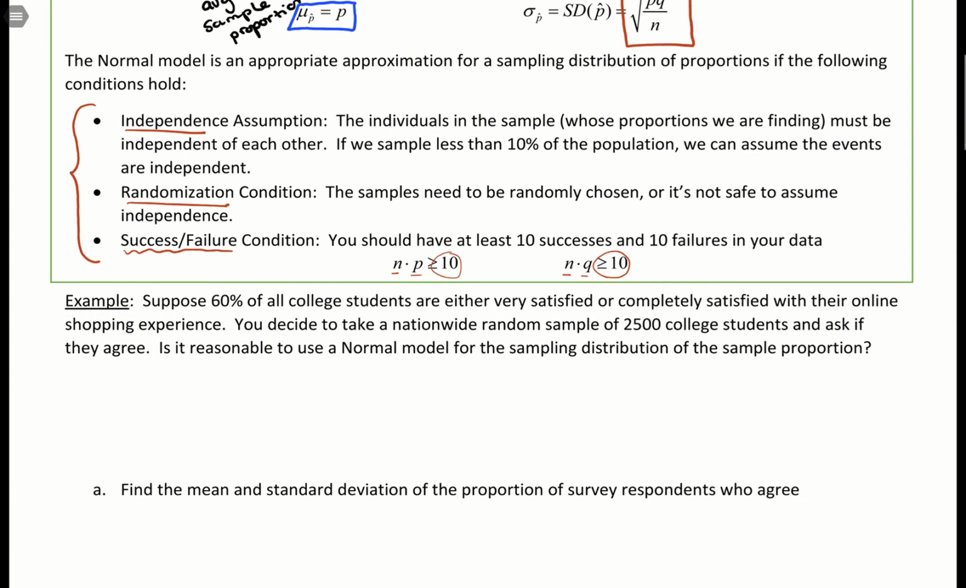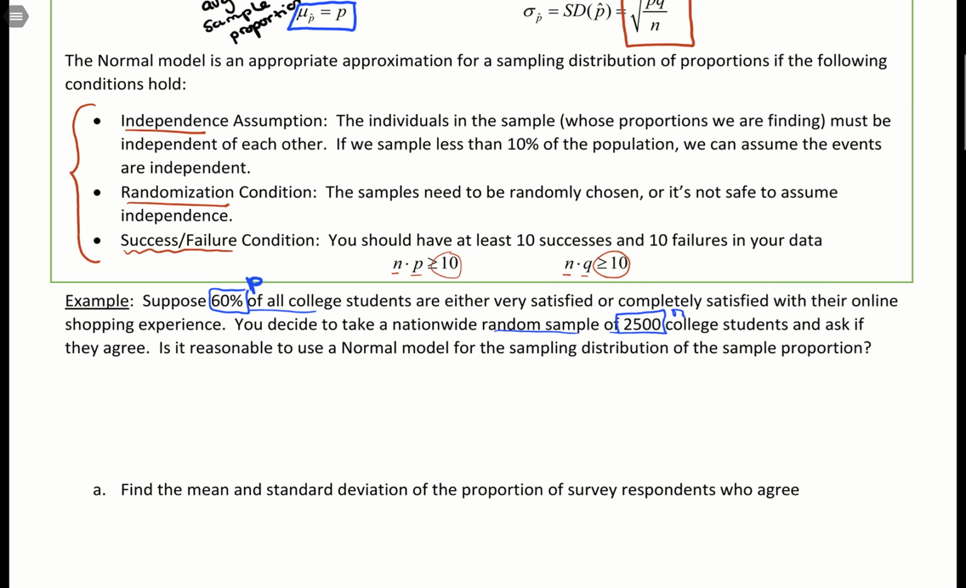So here we have a survey of college students, and they were asked about their satisfaction with the online shopping experience. They received information that 60% of all college students, and that phrase, all college students, is describing a population proportion. So the idea being, if we took a sample, we'd expect 60% to come through, but as we've seen with taking samples, there's always going to be a little bit of variability. Then they take a random sample of 2,500 college students. So that's going to be our sample size that we're looking at here.